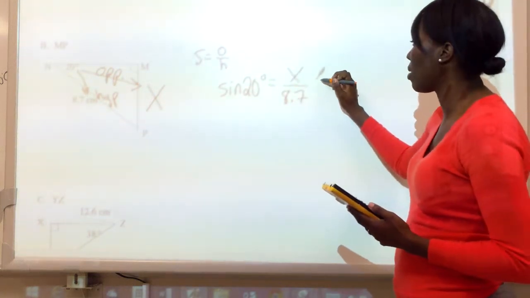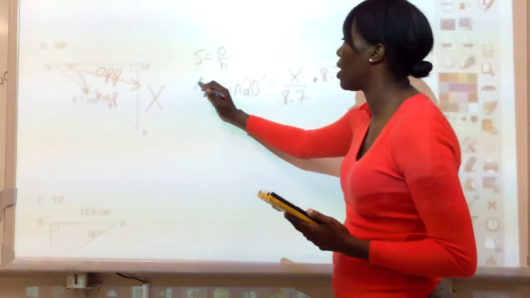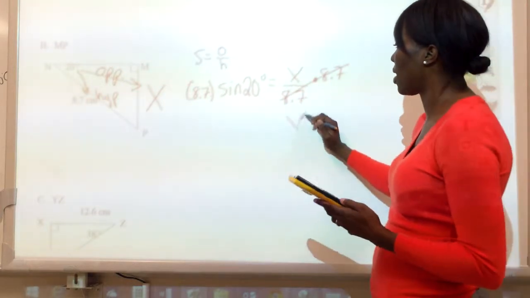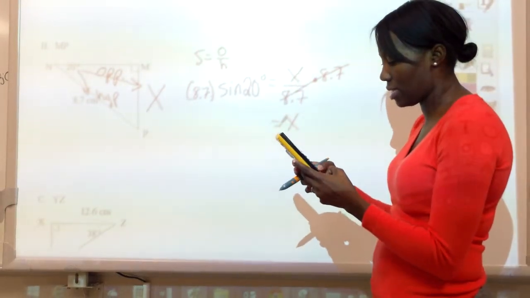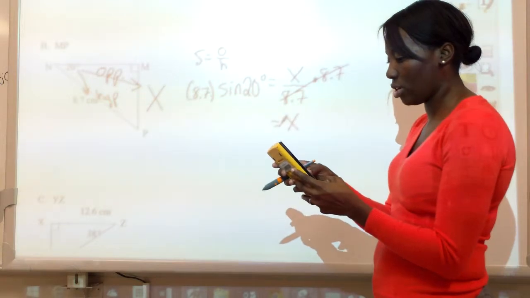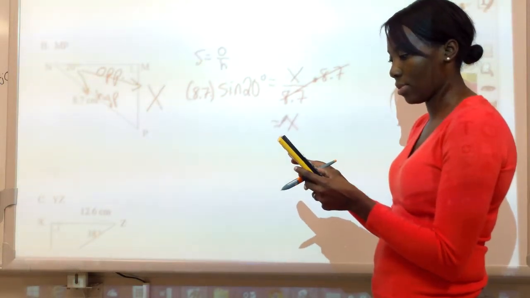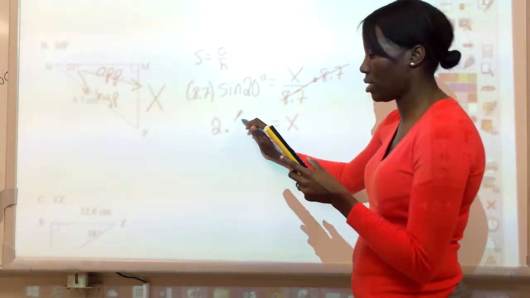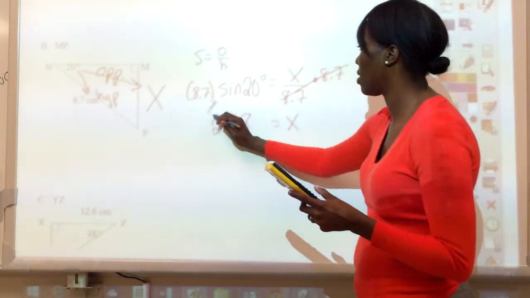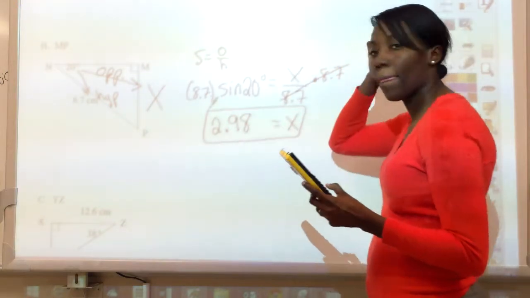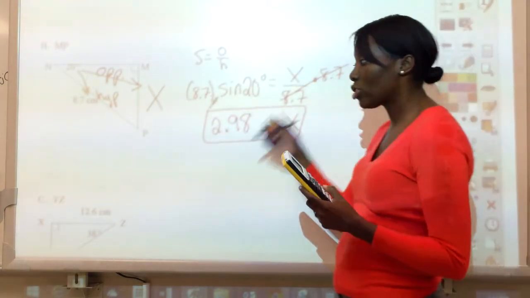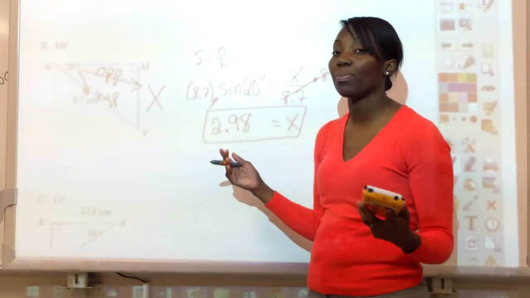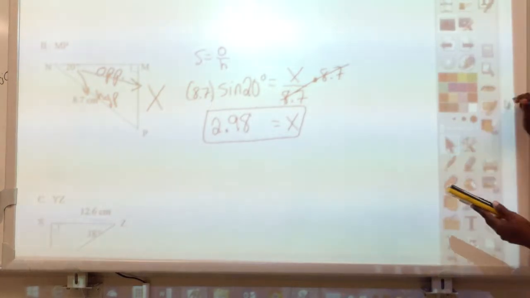To solve for X, I'm going to multiply both sides by the common denominator. Sorry, my phone going off in the back. That cancels, and X is equal to 8.7 times the sine of 20 degrees. And so that is equivalent to 2.98. Got it? You want to try YZ on C by yourself, pause the video, try it out, then press play so that you can see if you got it right.